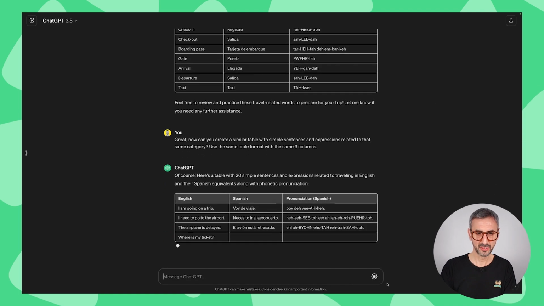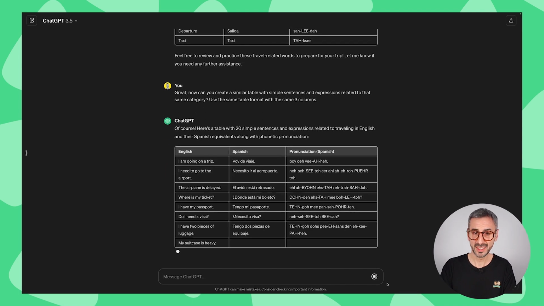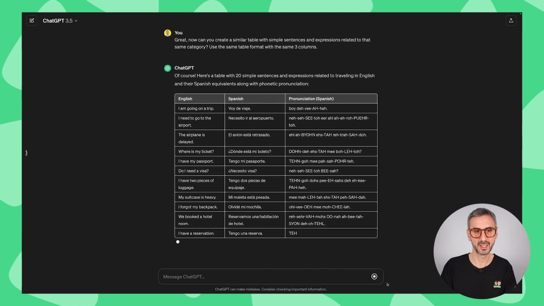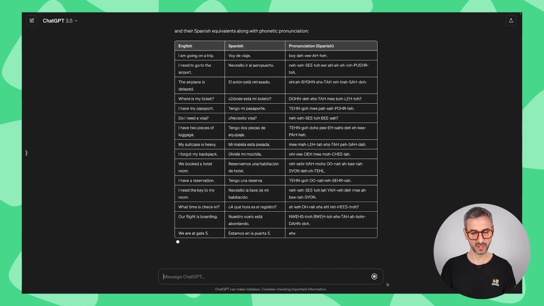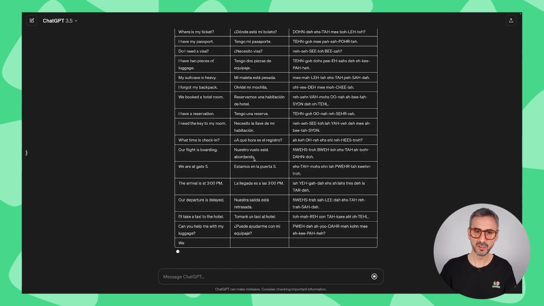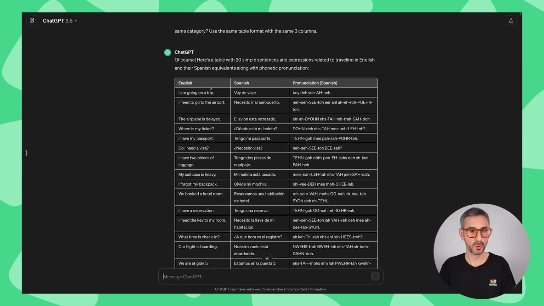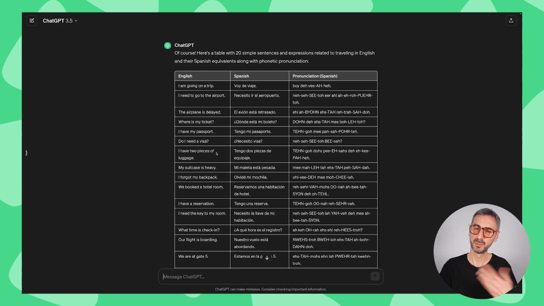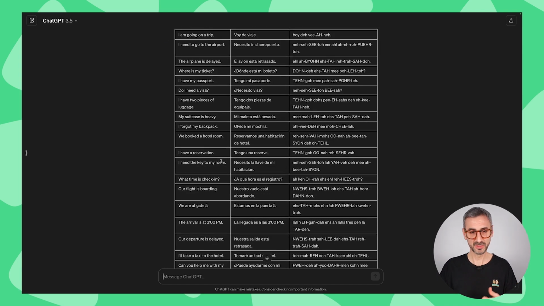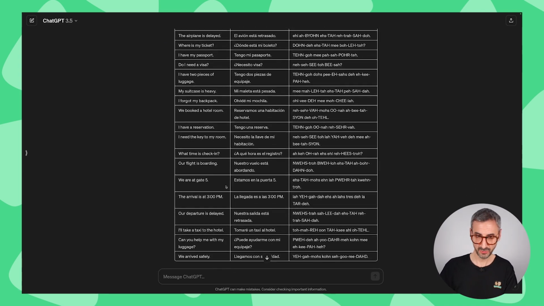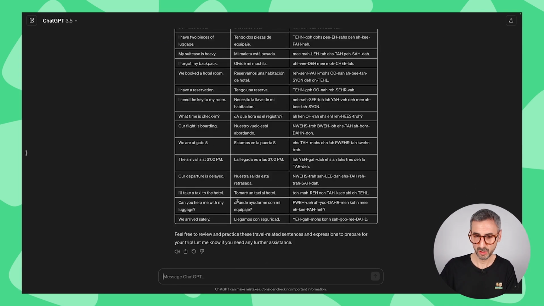Of course, here is a table with 20 simple sentences and expressions related to traveling in English and their Spanish equivalent along with pronunciation. So there we go. Now, instead of simple words like single words, we have expressions like little sentences like I'm going on a trip, I need to go to, the airplane is delayed, where's my ticket, I have my passport. All of this, speak Spanish with you now. Yeah, all of this is very useful. We are at gate 5, estamos en la puerta 5. All of this is great.